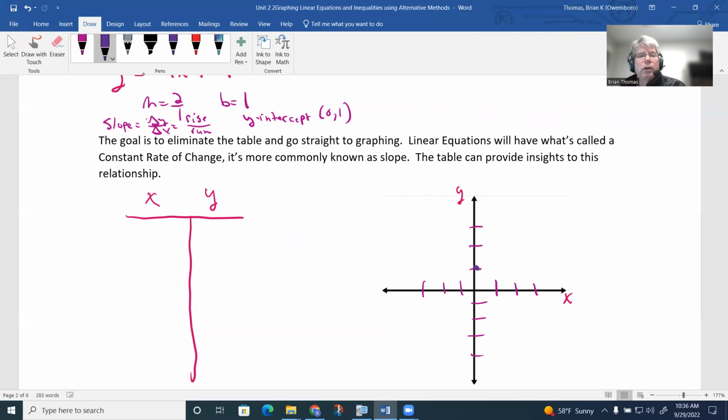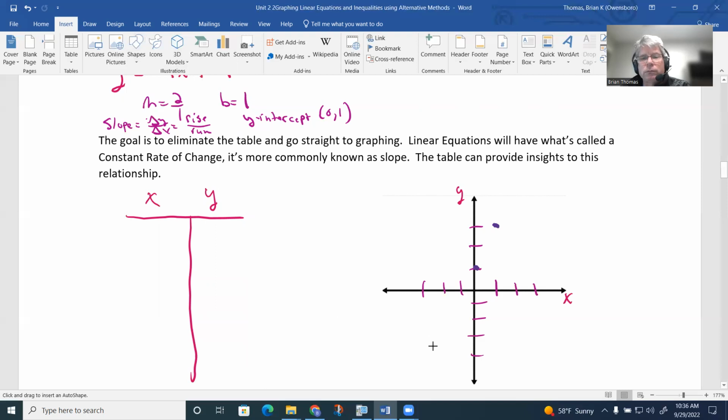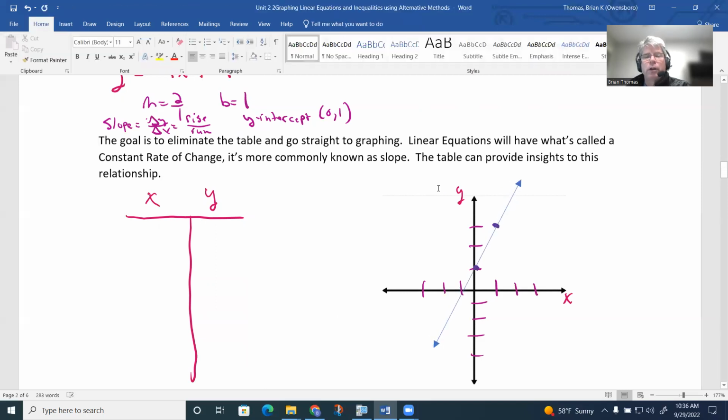So at that point there, notice that my slope is the change in y over the change in x. From the y-intercept, if I rise up and run over 1, notice how I can make another solution, and that will create the graph of my line. So your line would go through those two ordered pairs. Now, if I wanted to, I could have made a table.